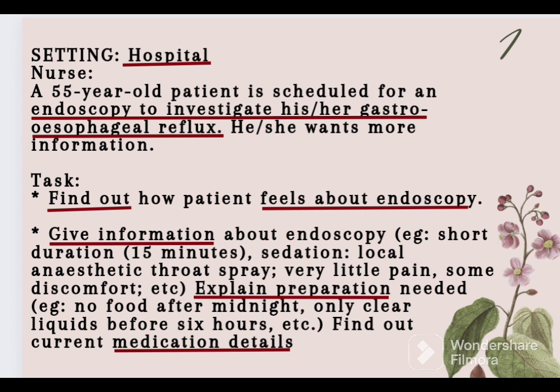Then find out current medication also. And we can ask, I would like to ask you one more question regarding your current medication details. Are you on any medications or do you have any chronic conditions? Then the patient's answer will be, no, I don't have any other conditions and I'm not on any medications. And you can tell that, oh, I'm really happy to know about that.